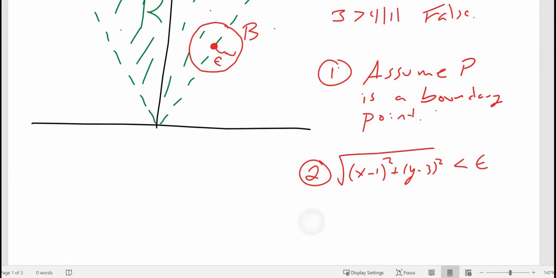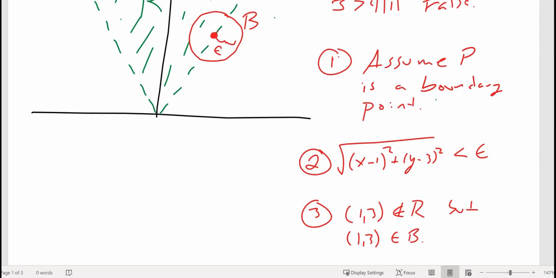The next point to make is that the point (1, 3) is not inside R, but (1, 3) is inside of that ball. So there's one point that's outside of the region. So if we can find one point inside of R that's in that ball, then we know it's a boundary point. If there is none, then it's not.